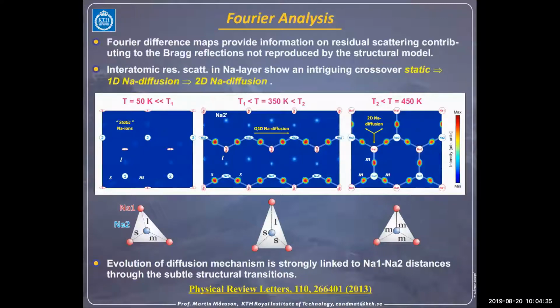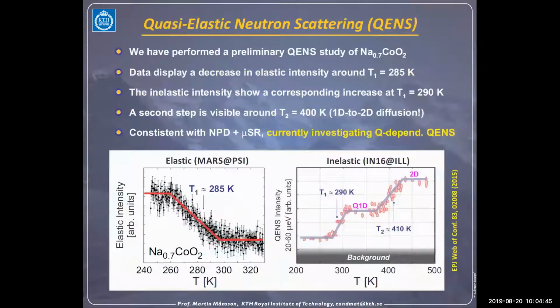This is clear. It's not like this at room temperature. It's like this. This makes a difference, of course, when you put it in your model and how you calculate things. And just to kind of prove, we also use so-called quasi-elastic neutron scattering.